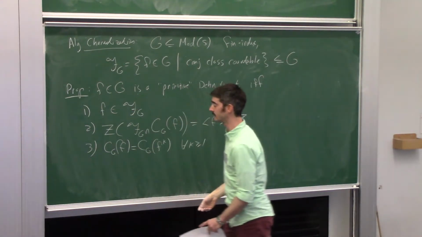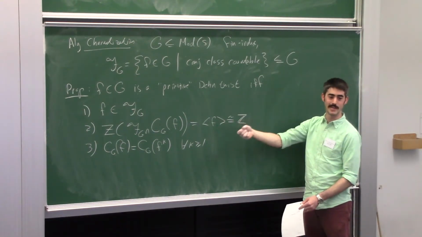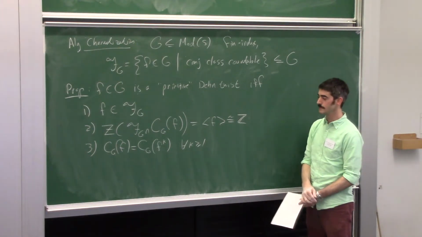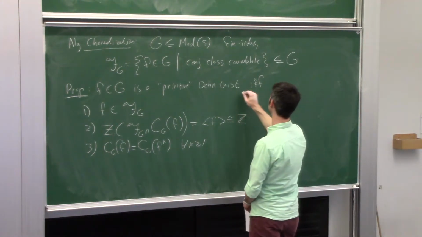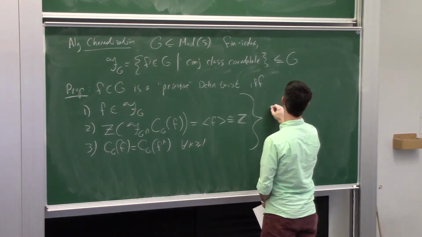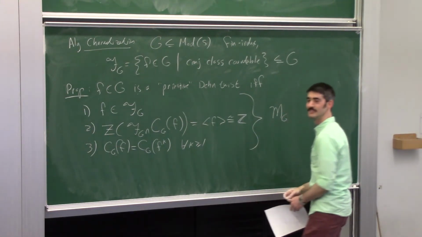I mean, think about a Dehn twist. If I have a Dehn twist and I have the Dehn twist with 10th power, they have the same centralizer. Okay, so I like that condition. And then let me call these conditions collectively M.